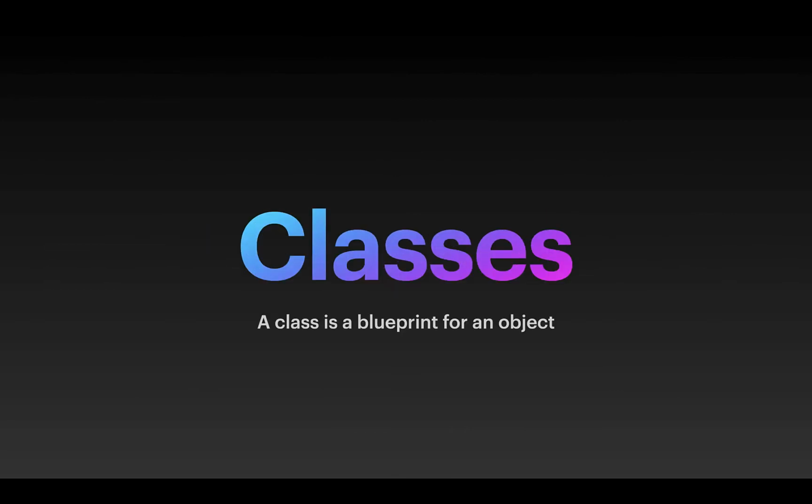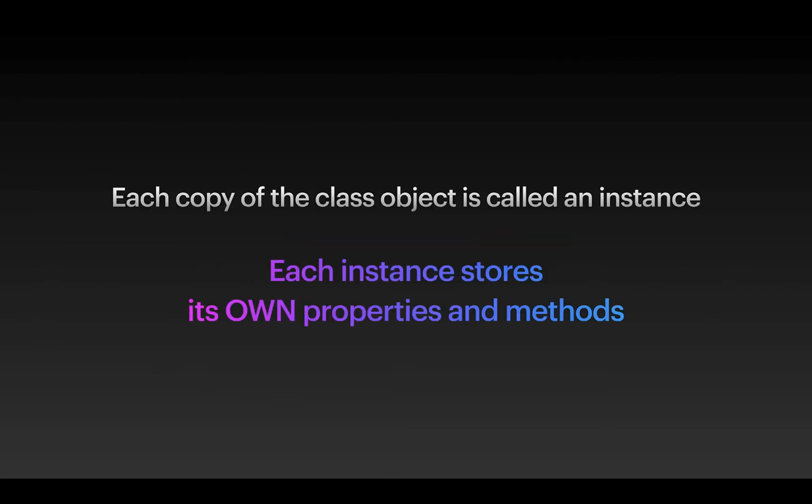Now, classes are a blueprint for an object. So each class will then have instances of that class. Each time we have a class, we can put one or more instances of that class into our program, and each instance will contain its own unique properties and methods. They all share the same blueprint for making those.